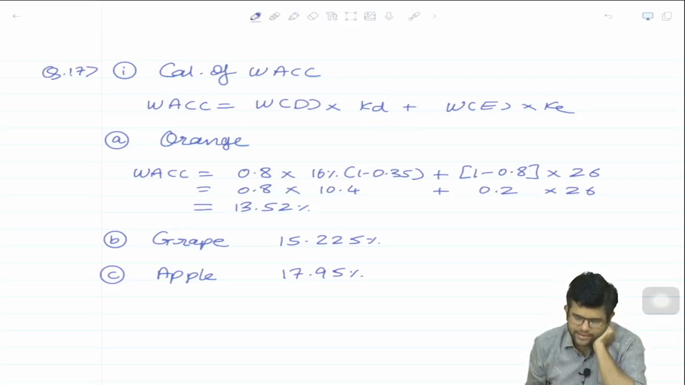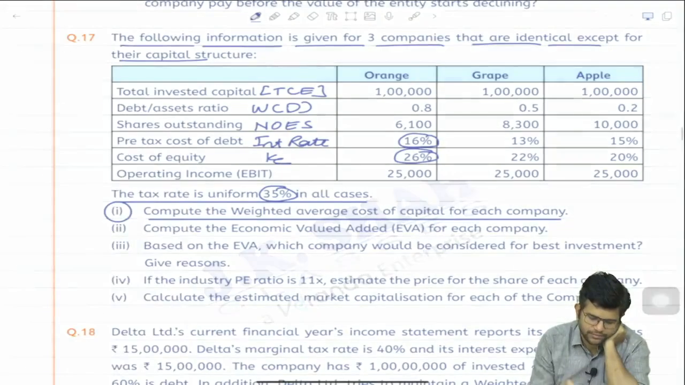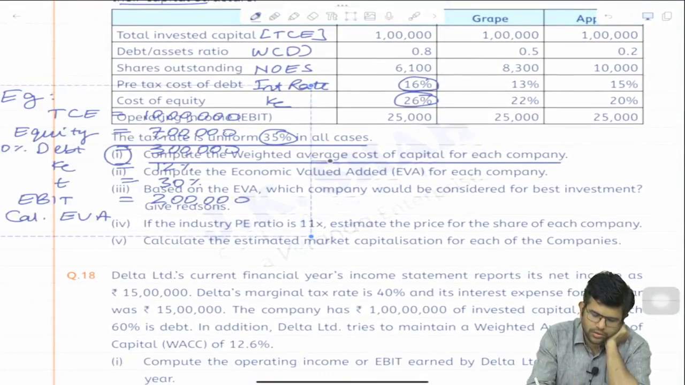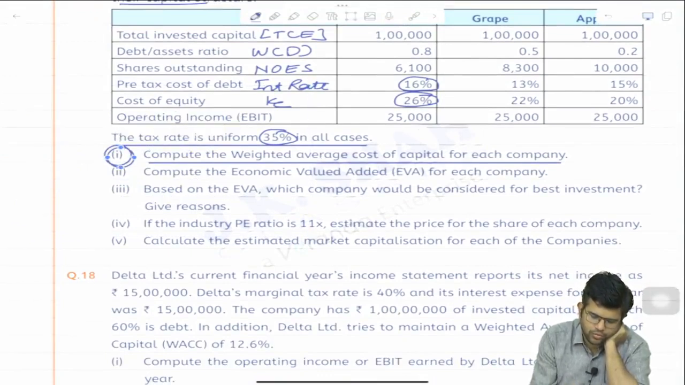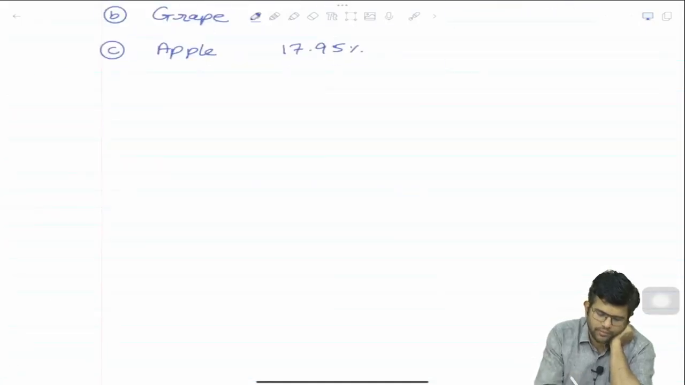WACC is done. Okay, so now that your WACC is done, I'll now go to point number 2. In point number 2, what are they saying? Compute the EVA for each company. So see what I'm doing here. Point number 2, I will say calculation of EVA.